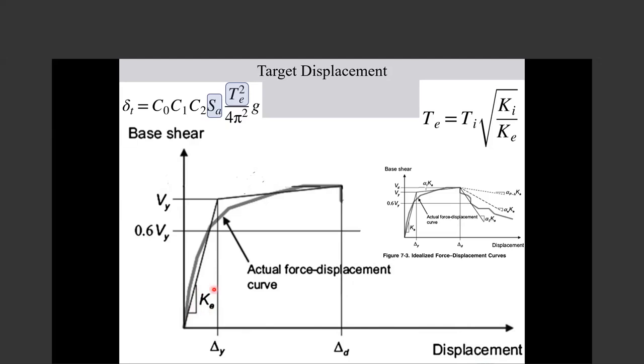So we should know what this line is. Is this line there? In the codes for existing buildings, they explain that you should slope this way from this point, which is either the target displacement or the point where there is a drop in the stiffness.